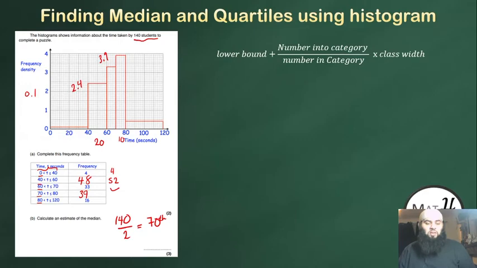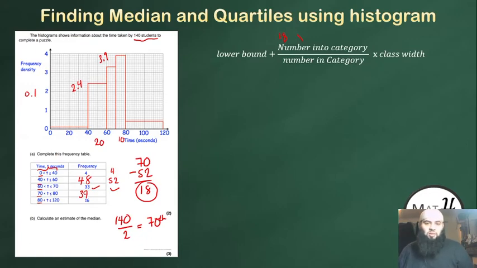So how many does it go into over here? This is 52. For it to reach the 70th figure, which is the median, we have to do 70 take away 52. That gives us 18. So it goes 18 frequency into the category. This is what we have to understand. It goes 18 into the category. So this is going to be 18.